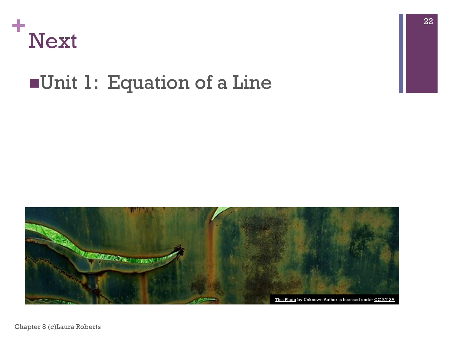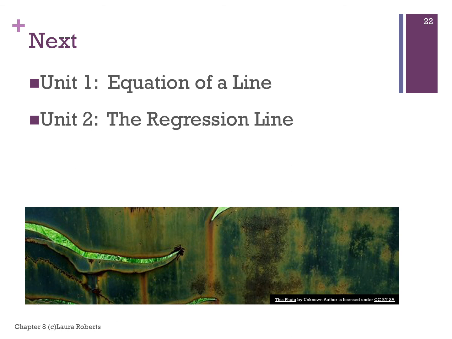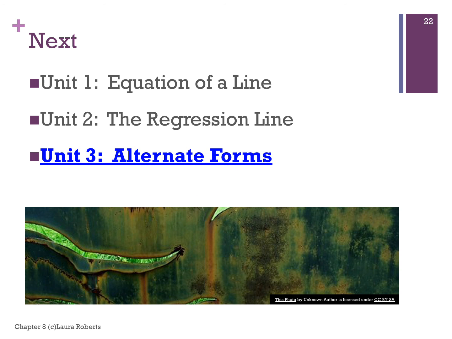So we've looked at the equation of a line. We've looked at the regression line. Next, we'll look at alternate forms, and then we'll look at Unit 4, the prediction model.